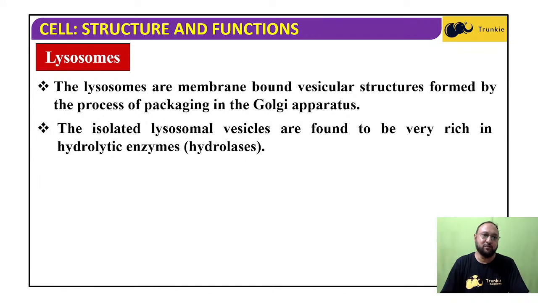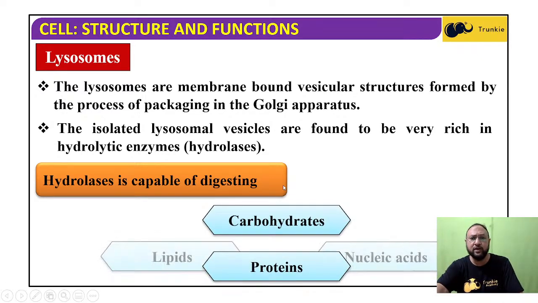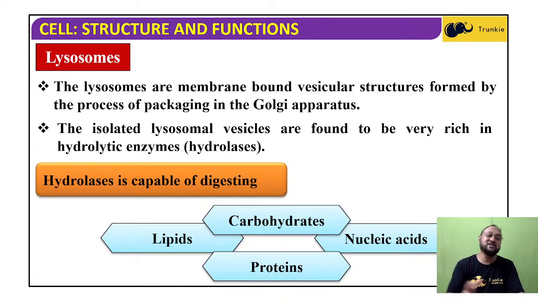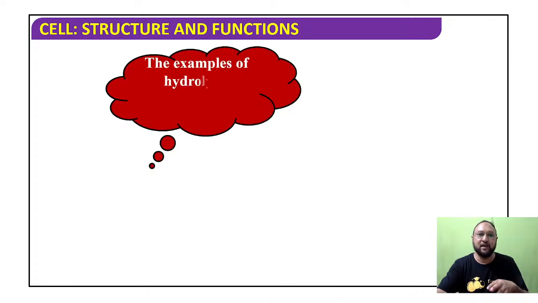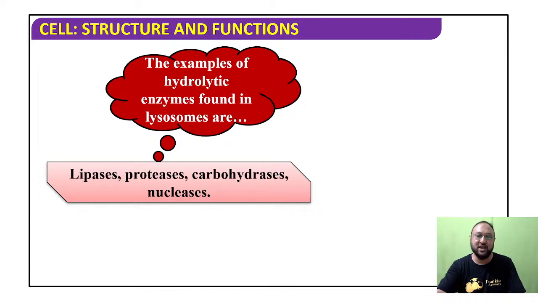Powerful hydrolytic enzymes are capable of digesting carbohydrates, proteins, lipids, and nucleic acids. That is the reason they are able to completely destroy or digest the cell when they burst, liberating their content. They completely digest the cell, and are also called the suicidal bags of the cell. Examples of hydrolytic enzymes found in lysosomes are lipases, proteases, carbohydrases, and nucleases.